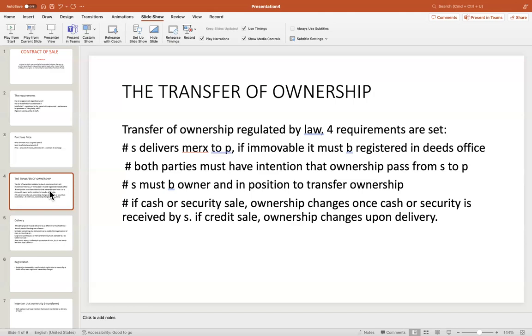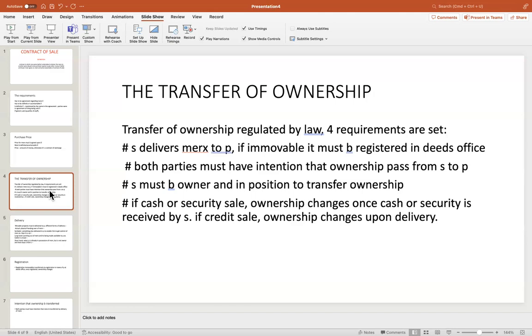Okay. And then both parties must have the intention that ownership passes from S to P. So we need to have the intention. I need to intend that I'm giving you this phone so that you're going to pay me, and ownership must be transferred from me to you. And you also need to be very intentional about this and know that transfer of ownership is from me to you. Understand? Okay, cool. And then S must be the owner and in possession to transfer ownership.